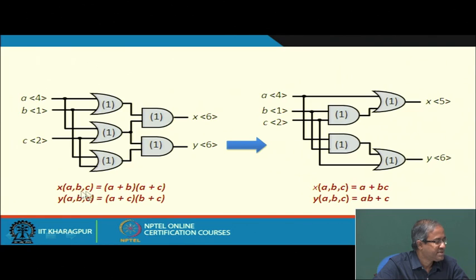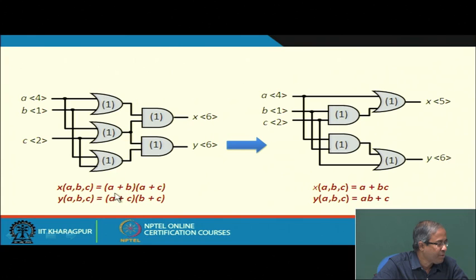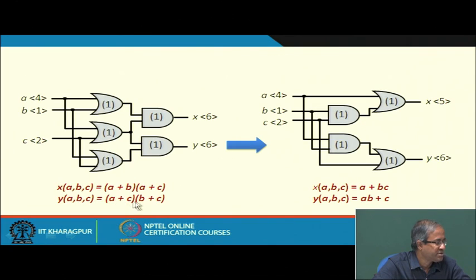So, this x is the function, let us recall, A or BC. Okay. Now, using distributive law you can write it as A or B into A or C. Okay. Similarly, y was AB or C. So, using distributive law you can write A or C, B or C. So, just exactly like this we have implemented this A or B, this implements A or C, this implements B or C. So, by just ANDing the required 2 OR outputs you get x and y.